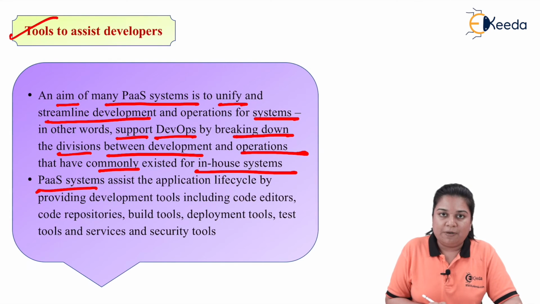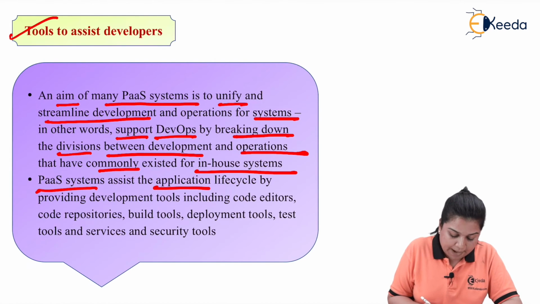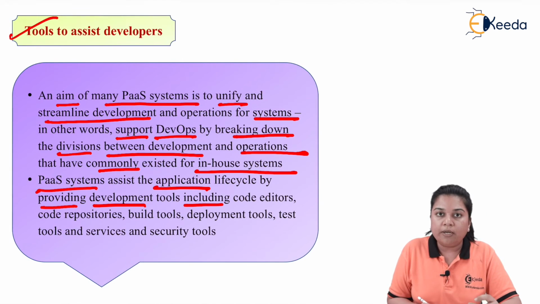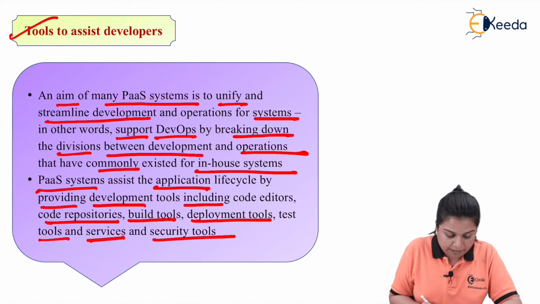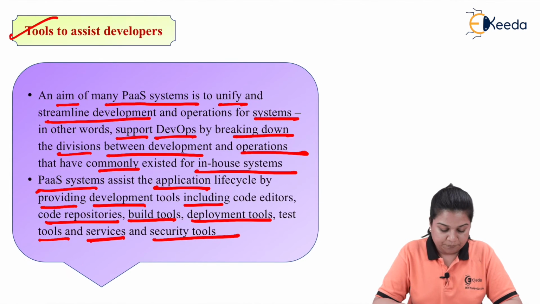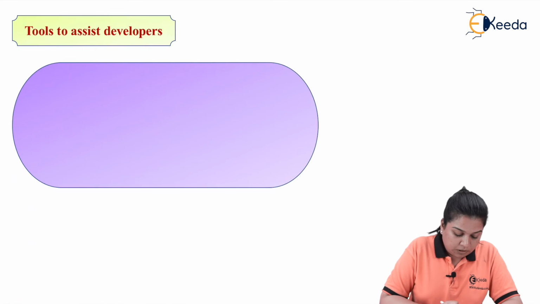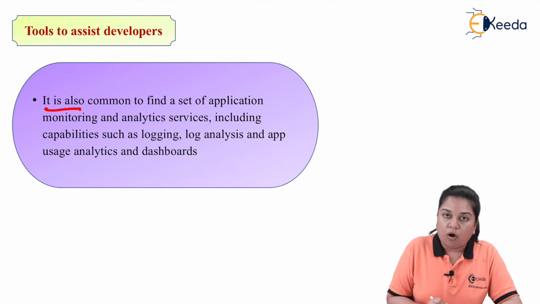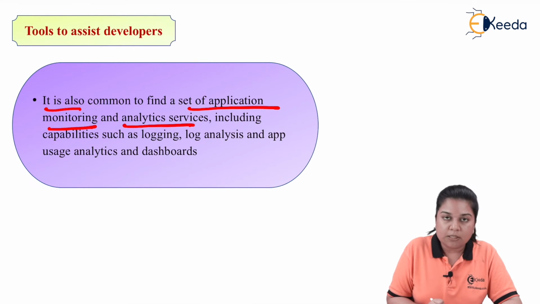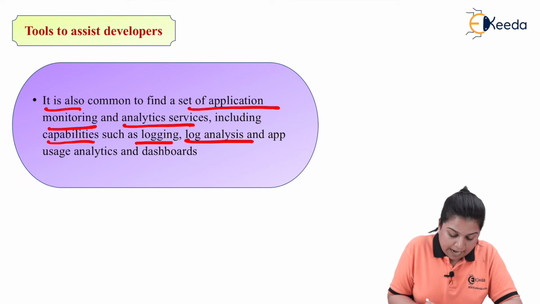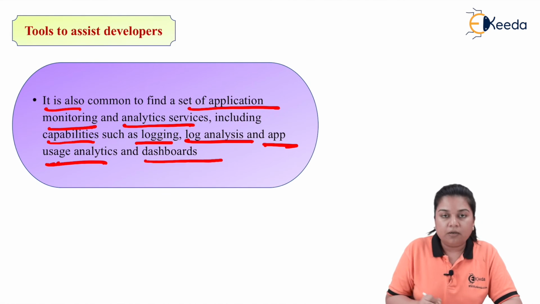PaaS systems, that means platform as a service systems, assist the application lifecycle by providing development tools including code editors, code repositories, build tools, deployment tools, test tools, services, and security tools. Now, it is also common to find a set of application monitoring and analytics services, including capabilities such as logging, log analysis, and app usage analytics and dashboard.